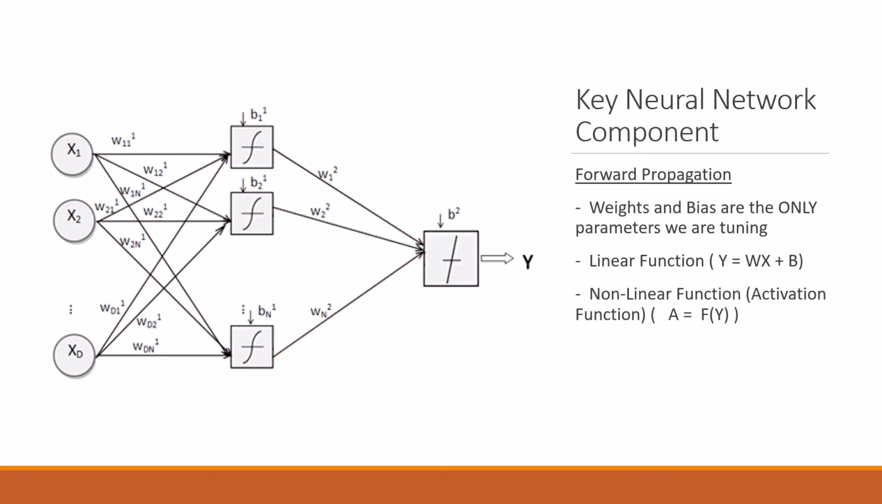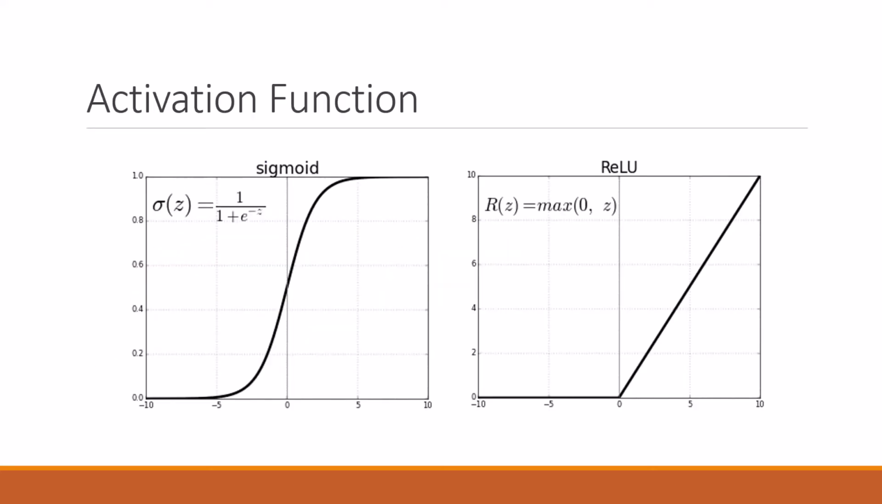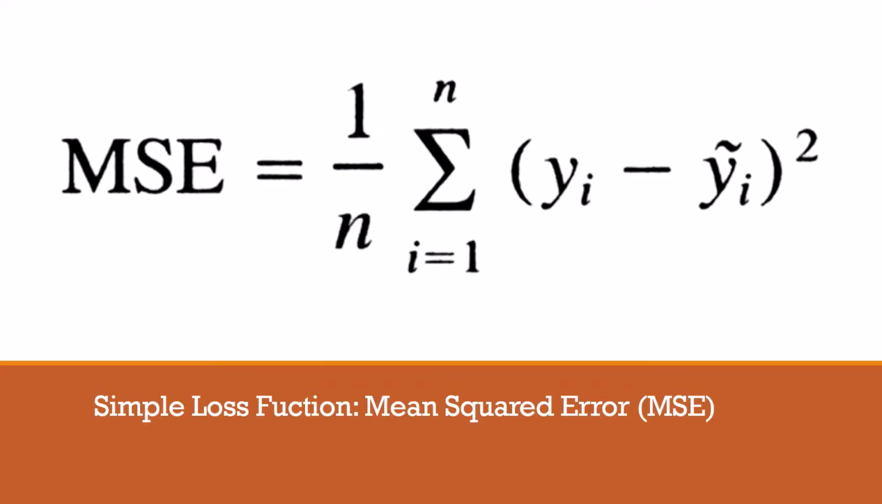To add nonlinearity to the network, nonlinear functions, commonly referred to as activation functions, are used. Two very common activation functions in neural networks are sigmoid and ReLU functions. After forward propagation, the output prediction value y hat will be compared to the ground truth data y to find the error value. This is done using a loss function.